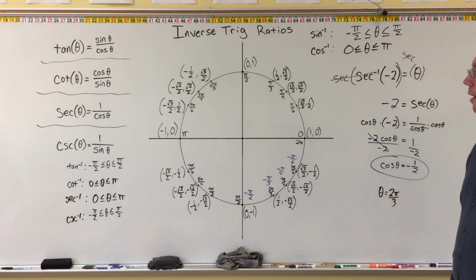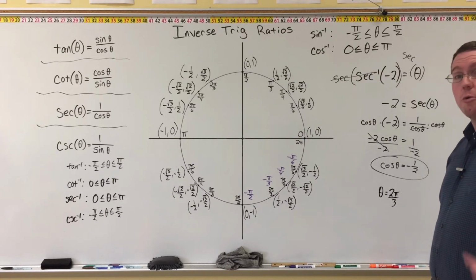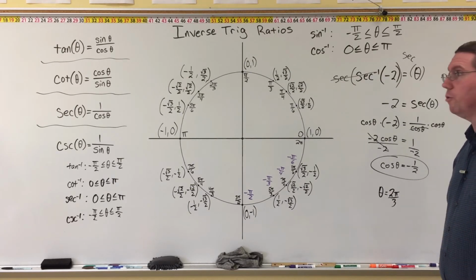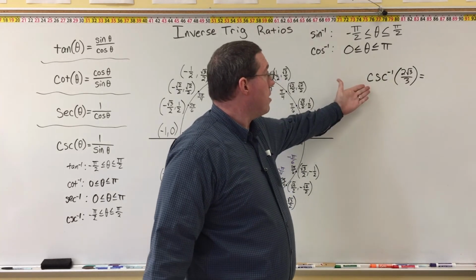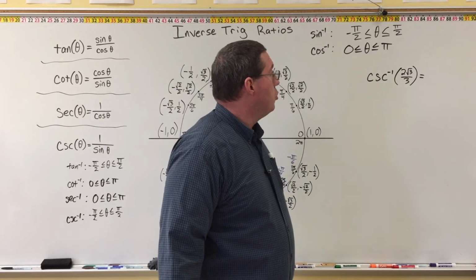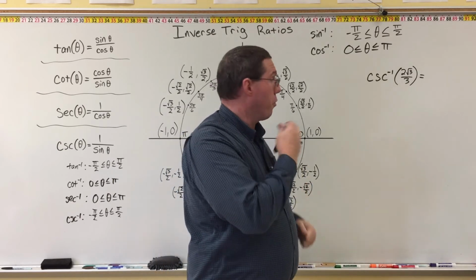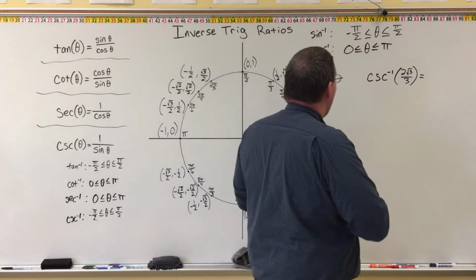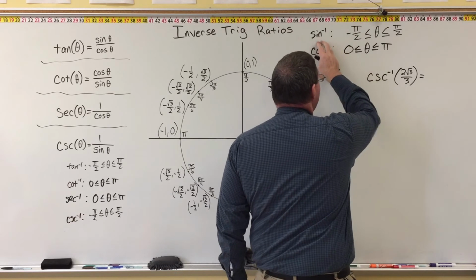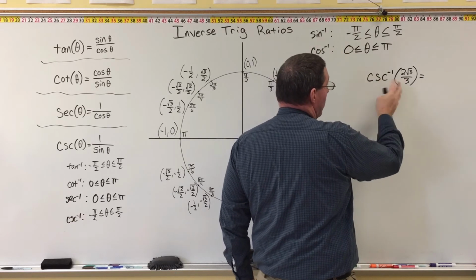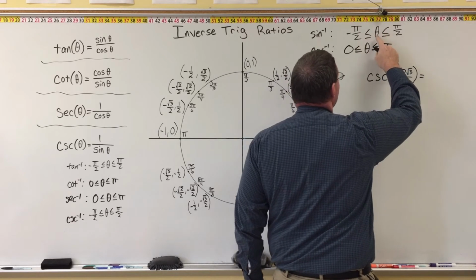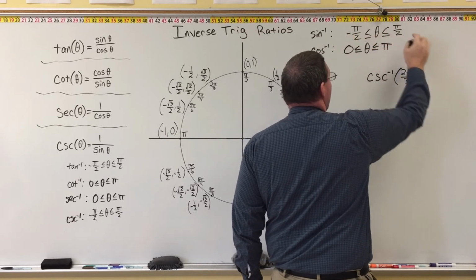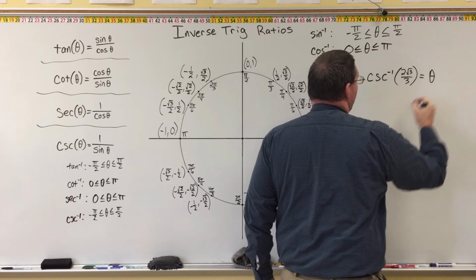Okay? All right, now let's try a cosecant, and then after that, we're going to do one more tangent problem. All right, so we've got cosecant inverse of 2 square root of 3 over 3. Okay? Now, cosecant is related to sine because it's 1 over sine. Cosecant is 1 over sine, so that means our theta angle is going to be between negative pi over 2 and pi over 2. So we're going to put a theta over here.